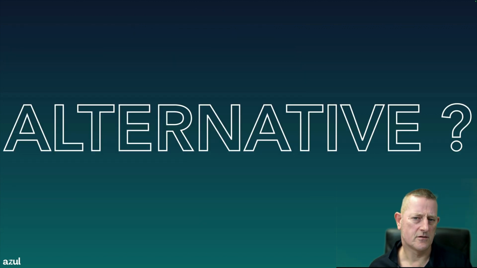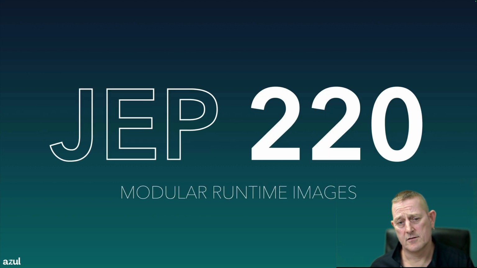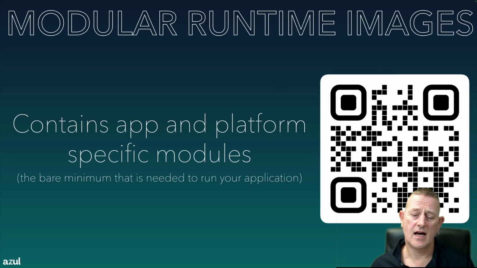So the question is, do we have alternatives here? And yes, we have. So there is, first of all, JEP 220, and this is modular runtime images. So the idea behind that is that you create a modular runtime image that only contains the app and the platform-specific modules. So that means really the bare minimum that you need to run your application. Instead of providing with the JRE everything that is needed to run a Java application, we now create a Java runtime image that only contains the modules that our application needs to run, right? And you can imagine you don't need all the modules in the runtime environment. You need just specific ones, so you can really slim down the size.